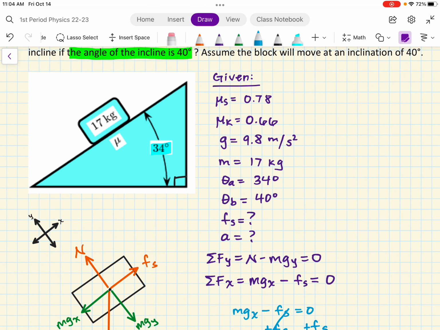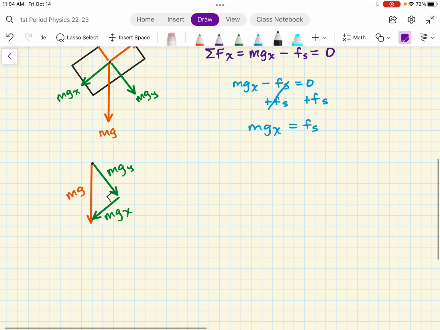If I use blue, would it make contrast? Probably not, so I'm going to use black. So this would be theta A, right? That means theta A is here. I'm just going to say theta, but this is where my angle is. Well, I guess theta A. There you go. So now, with this information, mgx is the opposite side.